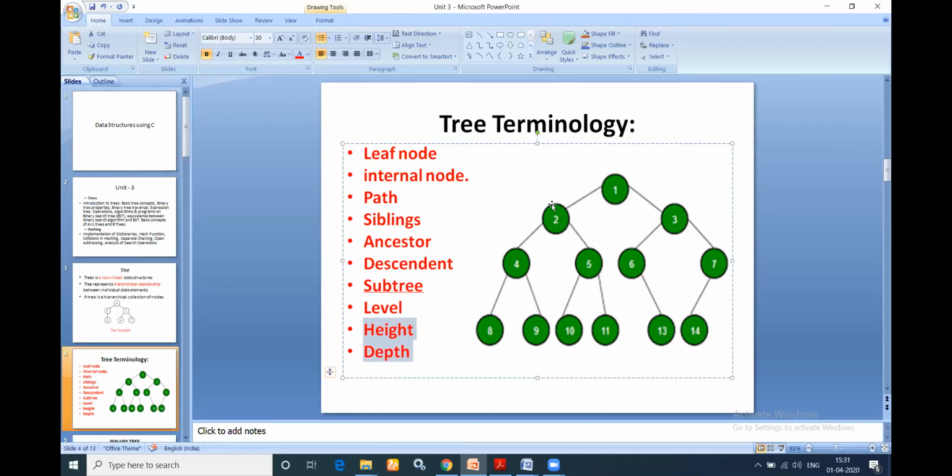For example, when you take this node 2, what is the height? How are we going to calculate the height? From the deepest node or the leaf node. When you take the node 2, who is the deepest node? Here, this level, 8, 9, 10, 11.